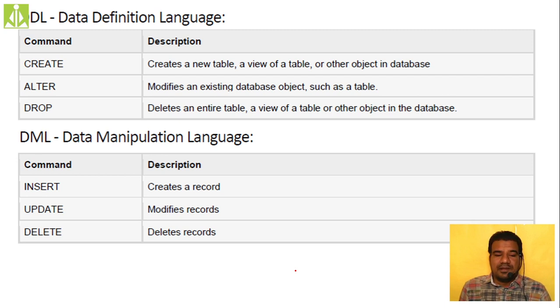Then we have DML, that is nothing but data manipulation commands. Already you have created the object, and you want to do some manipulations to that object. So we don't use DML commands to create the object, rather we use them to manipulate it. If you want to do something like insertion, deletion, or updation, we do it with the help of data manipulation language commands. So insert, update, and delete.